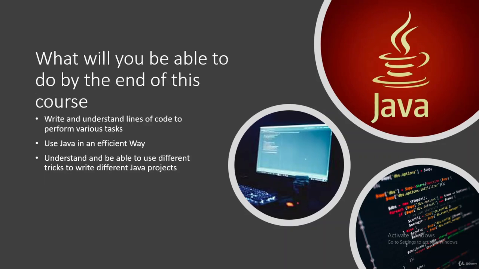Alright, so what exactly will you be able to do by the end of this course? The first thing that you will be able to do is write and understand lines of code to perform various tasks. What I'm trying to say by this is that you will be able to write your own lines of code, based on what you will have learned in this course. And with those lines of code, you will be able to perform any tasks that you want. Well, maybe not any tasks that you want, because some are really complicated to make, but really some basic tasks.